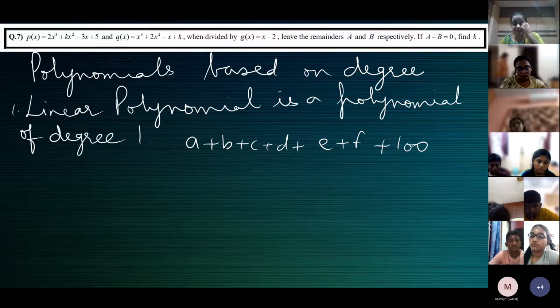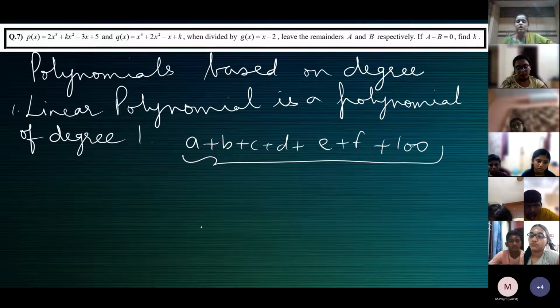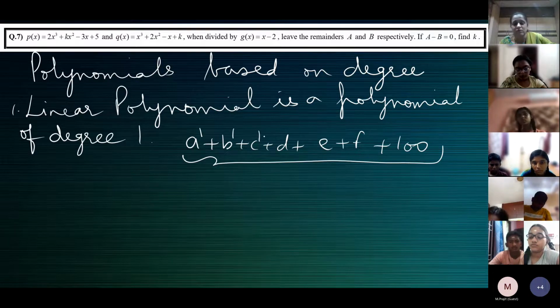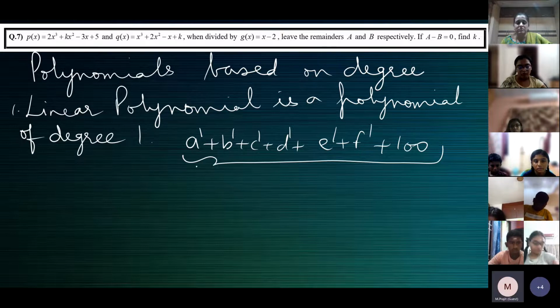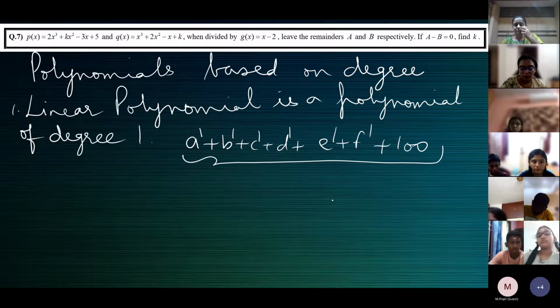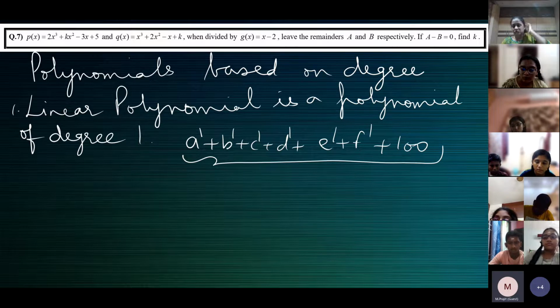Okay, so this one is an example of a linear polynomial. Because what's the power? 1, 1, 1, 1, 1. Now you should not add these powers because they're all of different terms. You must not add the powers. Yes or no? Yes, ma'am. You should not add the powers. So the highest power is 1.